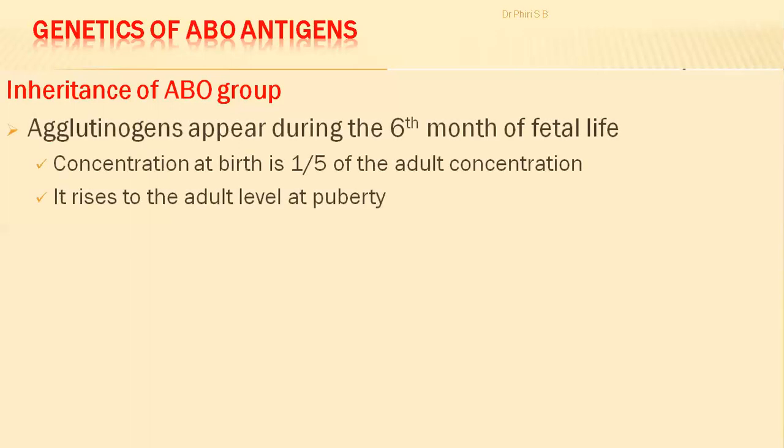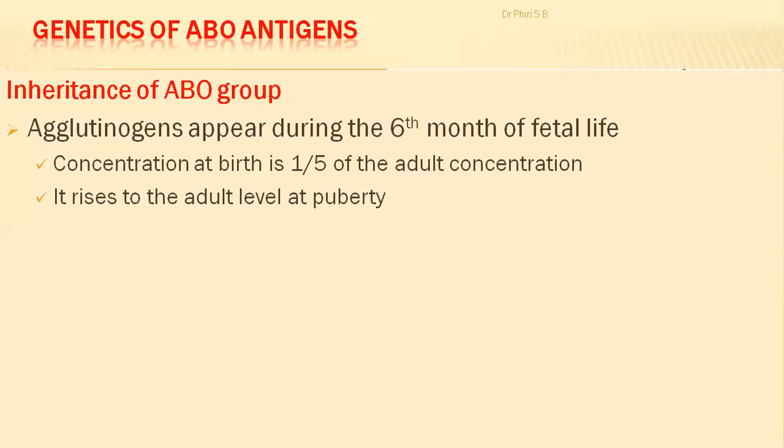The other thing that you need to know is that these agglutinogens will appear during the 6th month of fetal life. So in the fetus, you won't appreciate these antigens on the plasma membrane of the red blood cells as it's developing in embryo form. But at the 6th month of fetal life, they will start expressing these antigens, meaning that a baby is born with red blood cell antigens on the plasma membrane because they start showing at the 6th month. The concentration at birth is about 1/5 of the adult concentration.